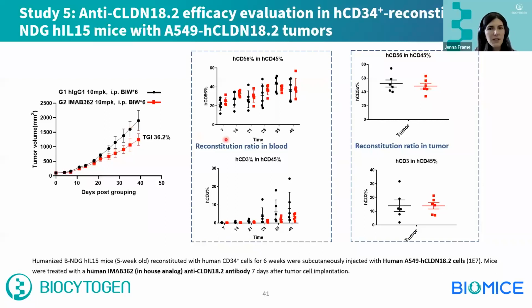So on the right side here, you can see presence of CD56 positive NK cells as well as CD3 positive T cells present in the blood and in the tumor extracted from these mice at the endpoints, indicating this model can be a powerful tool for evaluating the role of both NK cells as well as T cells in slowing tumor growth.